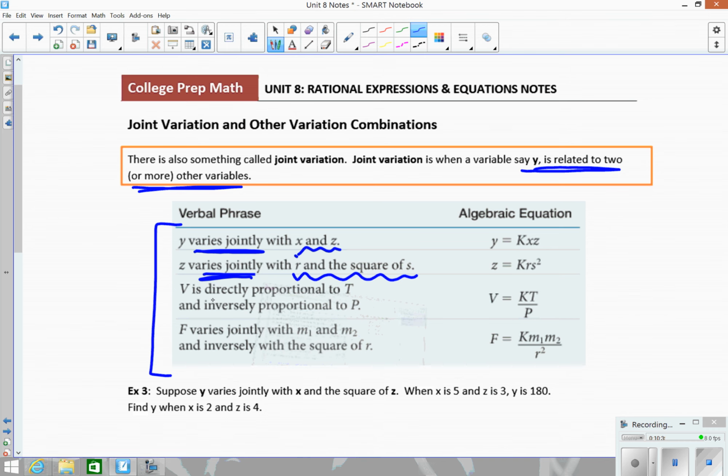Where this next one, we have two different scenarios. It's varying directly with t, or it's directly proportional. Remember, varies directly and directly proportional mean the same thing. So it's going to be your constant times t, but then it's inversely proportional or varying inversely with p, which means you take that constant and you're dividing by the variable. So you're basically doing both things here. You have your direct variation and then you have your inverse variation. So that's why we call it varying jointly.